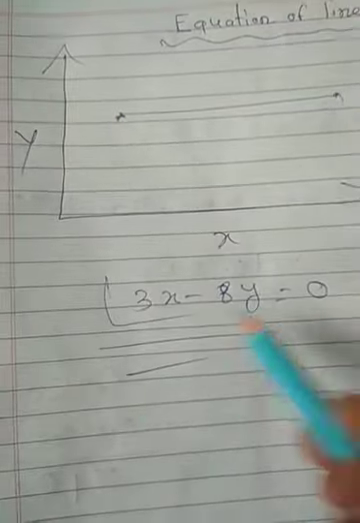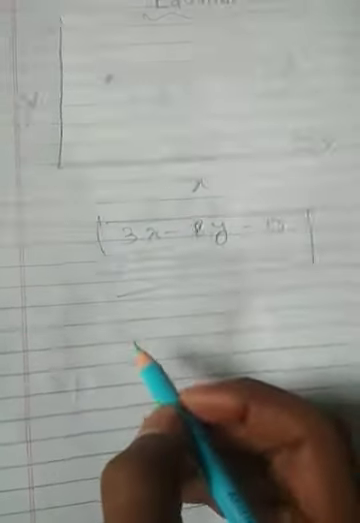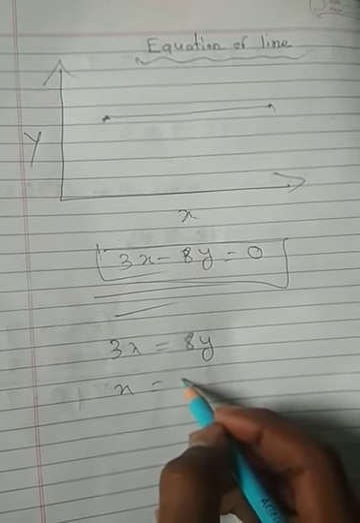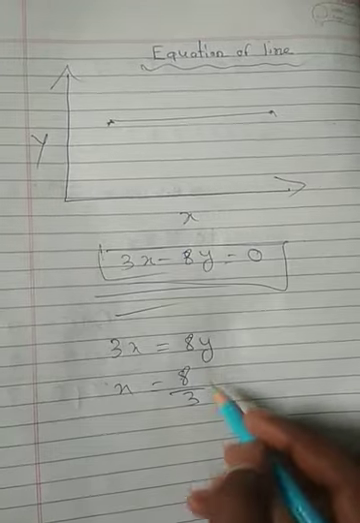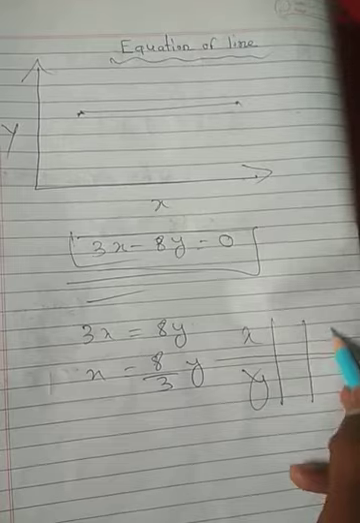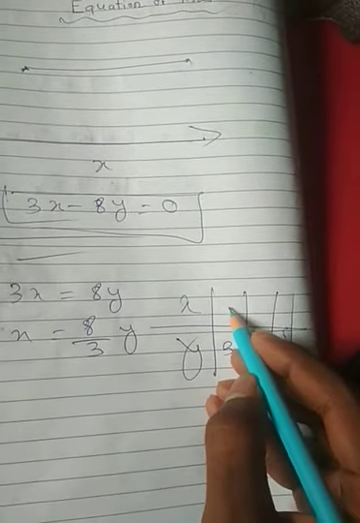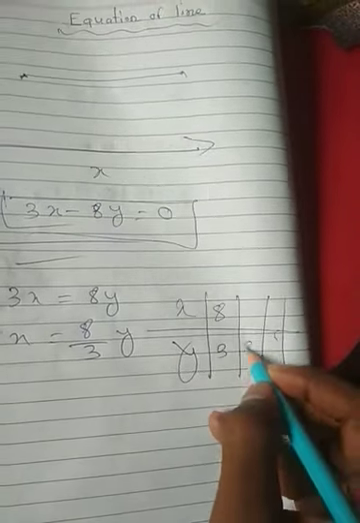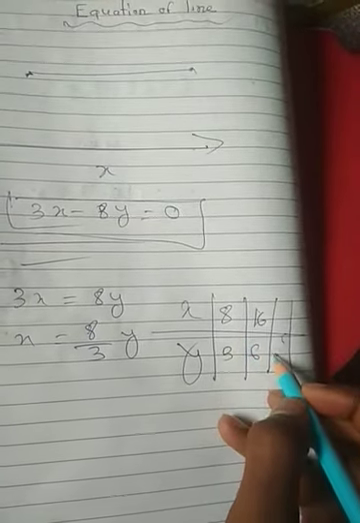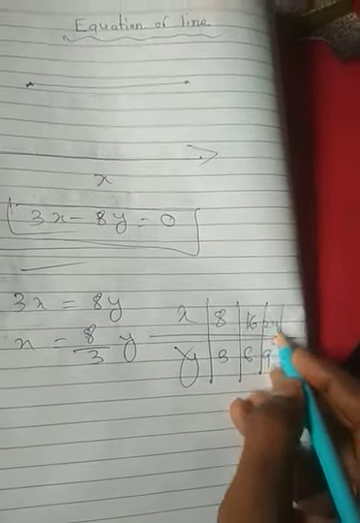These are the equations of a line, because if you find any points from here, you can draw the line in the graph. Like 3x equal to 8y, I got x equal to 8 by 3 y. So what are the points we can get from that? We have done this type of maths already. If I put y equal to 3, x equal to 8. If I put y equal to 6, x equal to 16. If I put y equal to 9, x equal to 24.